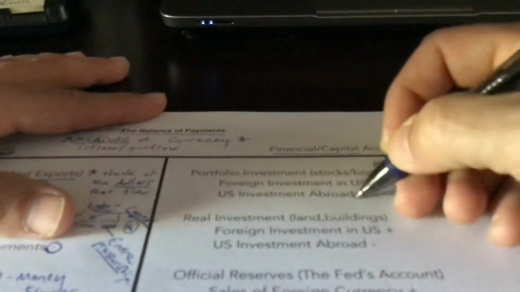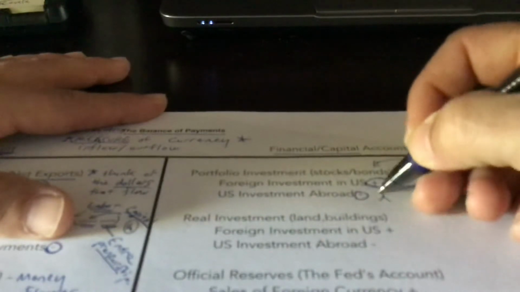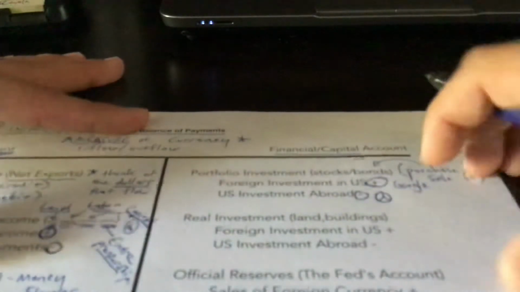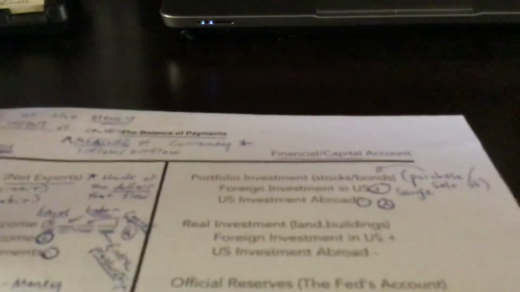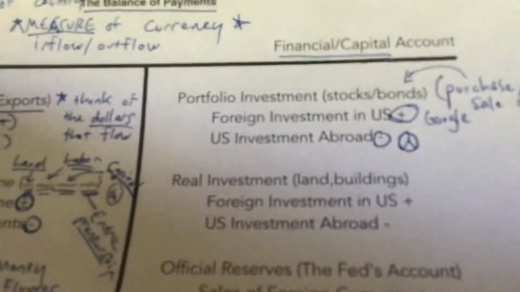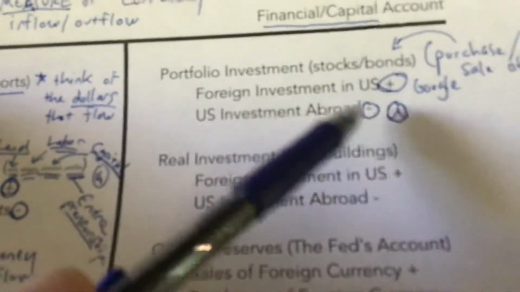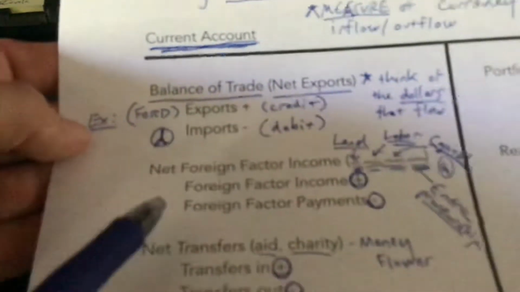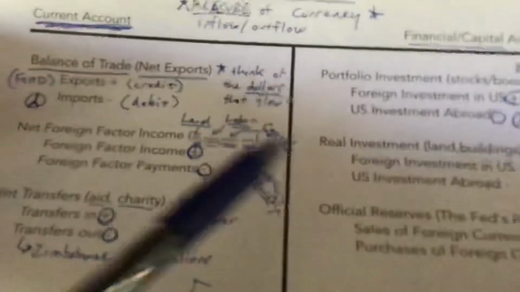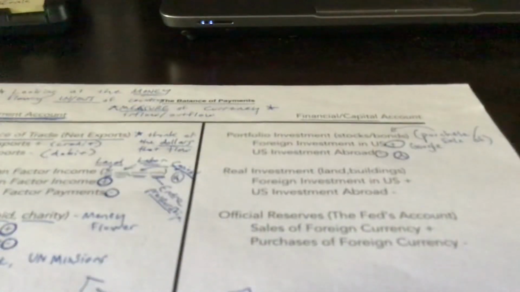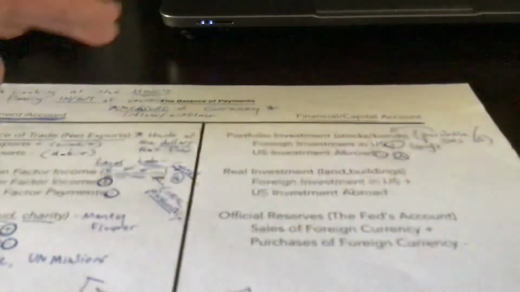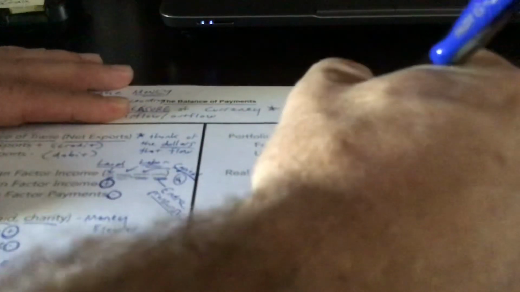Now, if we invest in some stock in Mercedes, then that's money that we're sending to Germany. So let's say that I bought $1 million of Mercedes stock. We would lose $1 million over here, but over here, that's money going out. That's just where it goes. The next one is real investment. So land, like a house, or buildings like a factory.